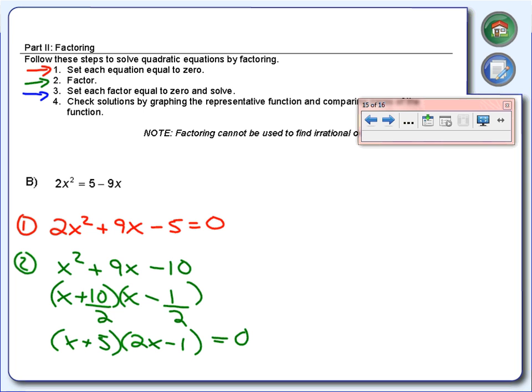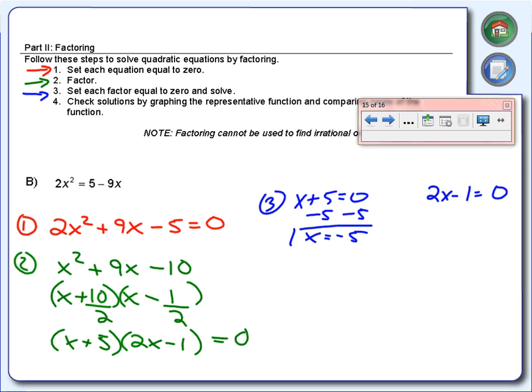Third step, set each factor equal to 0 and solve. So I'm going to take the x plus 5, set it equal to 0, and I'm also going to take the 2x minus 1 and set it equal to 0. And I'm going to solve each one of those. So if I come over here and subtract 5, 0 minus 5 is a negative 5. This is one of my solutions.